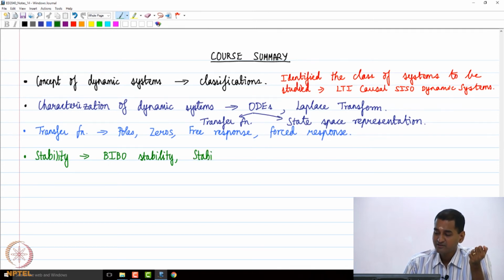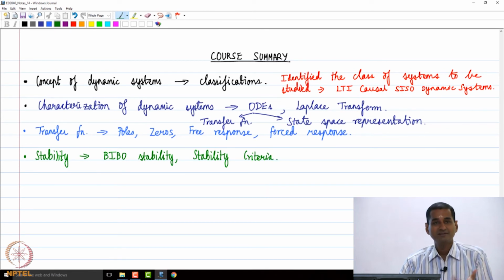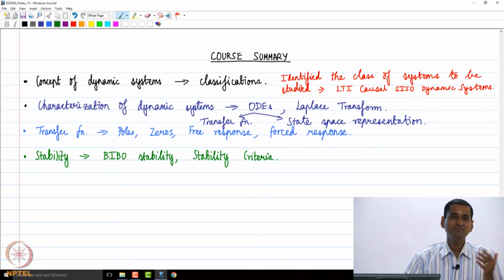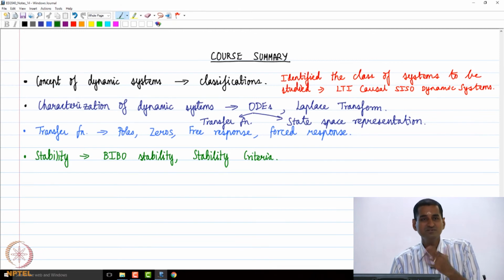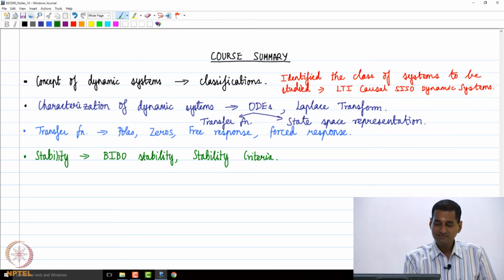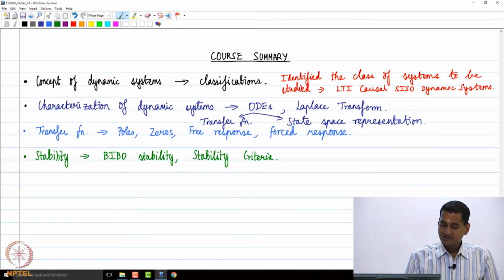We figured out that for BIBO stability, a necessary and sufficient condition was for all the poles to lie in the left half of the complex plane, right? And then we learned the Routh stability criteria to figure out how one could evaluate whether a given system is stable or not, or conversely, how one could design controllers to ensure closed loop stability, right? So that's something we learned, correct?